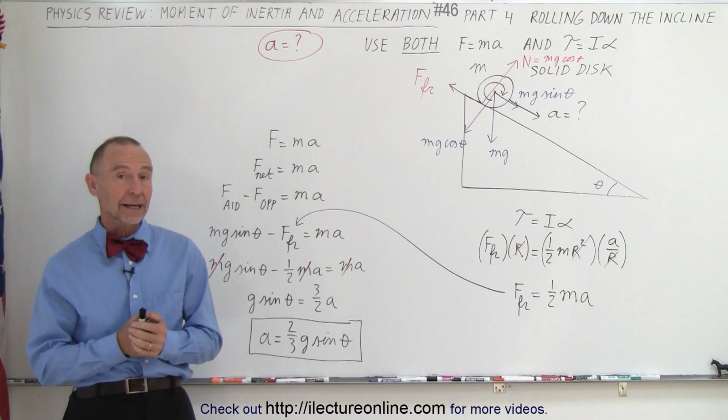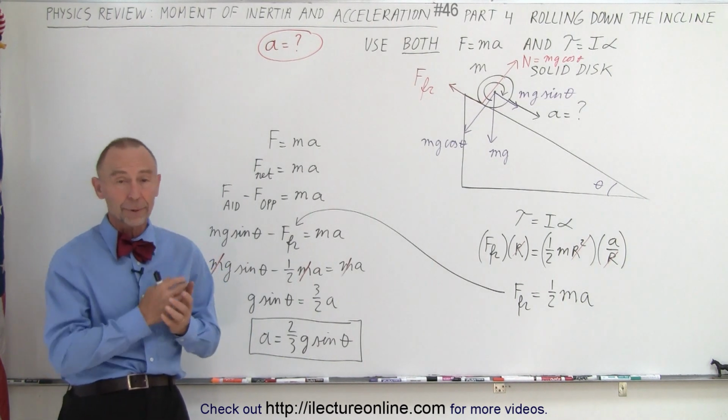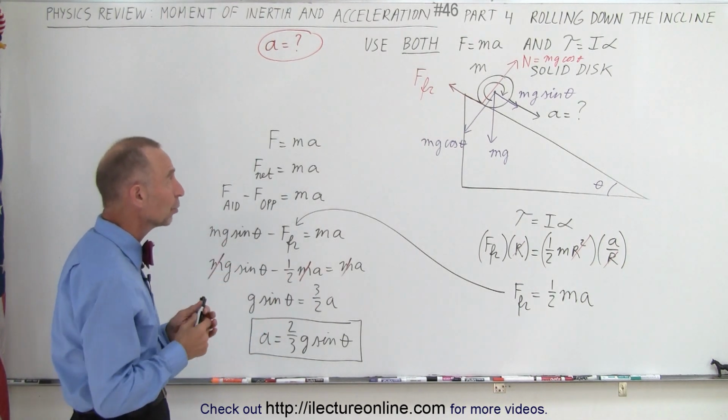One of the most mysterious problems associated with rolling things and finding the acceleration is an object rolling down an incline when the object does have mass and does have a moment of inertia. Typically we ignore that part, but in this case we can't. And so how does it affect the way we do the problem?